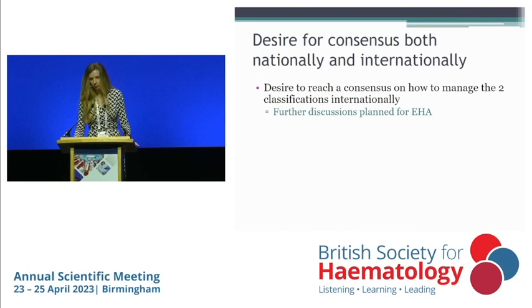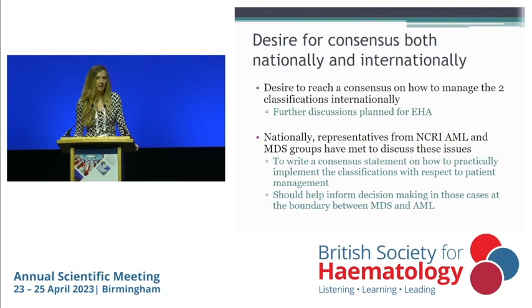But I think what we really need is consensus opinion nationally as well. And I know that we have met within the NCRI AML and MDS groups to discuss these issues. Our plan, hopefully, is to write a consensus statement on how to practically implement the classifications, particularly with respect to patient management. What we really want to do is provide guidance for national clinicians, particularly those that don't have expertise in this area, as to how we should be managing these situations, particularly the scenarios we've mentioned: high-risk MDS versus MDS / AML, or those genetically defined groups, which define an AML subgroup with potentially less than 5% blasts, and how we should be managing those.